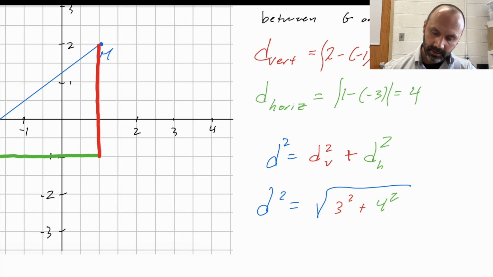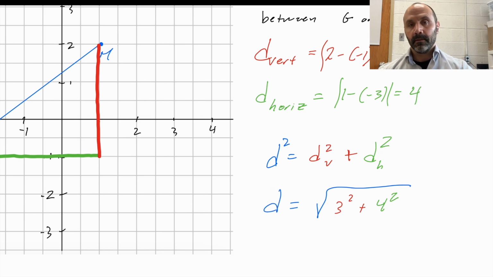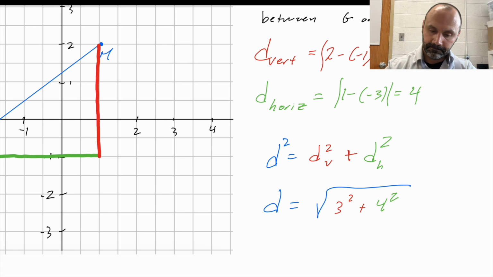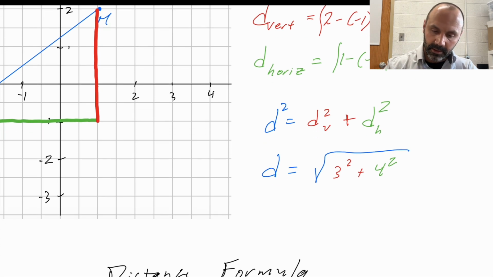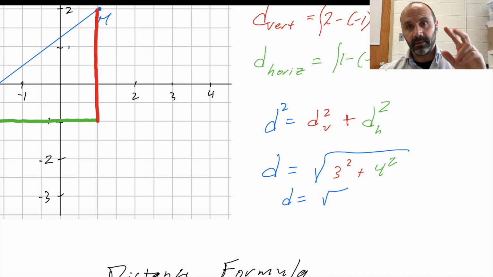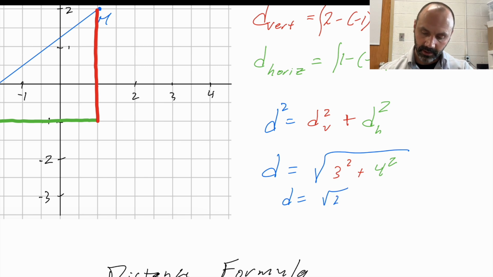Oh, I forgot. I've got d squared. I just want d because I took the square root. So d is the square root of 3 squared plus 4 squared. Now, how does this play out? So this is going to be d equals the square root of 3 squared is 9, 4 squared is 16. You add them together, you get 25, which is 5.